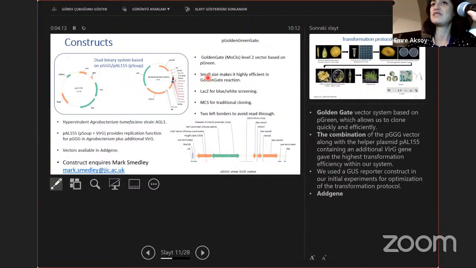We use the Golden Gate vector system for our transformation protocol. It allows us to clone quickly and efficiently. Combining the PGG vector with our helper plasmid, which contains VirG, gives us higher transformation efficiencies. We use a GUS reporter construct for our initial experiments to optimize the transformation protocol. If you are interested in our transformation system and constructs, you can contact Mark, or you can find our constructs on Addgene.